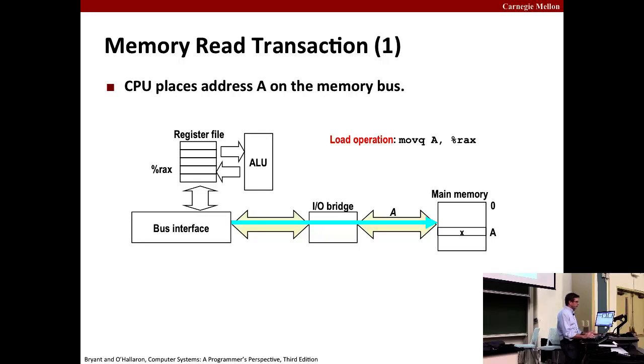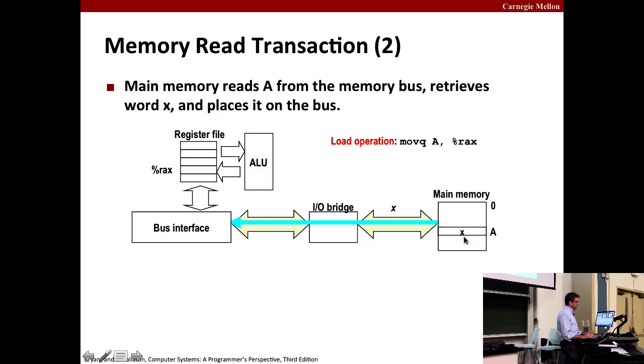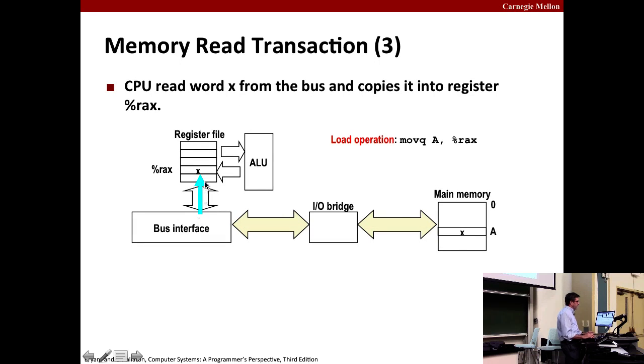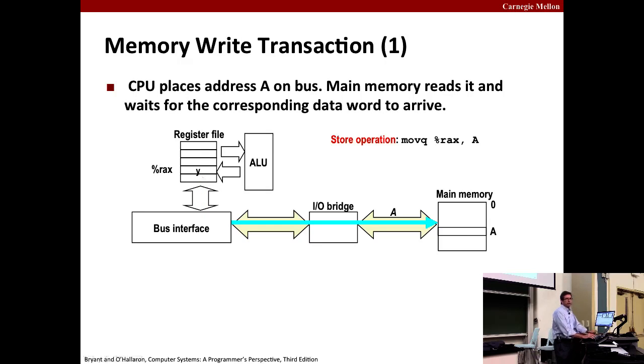Now suppose you do a load operation like movq the 8 bytes at address A into RAX. We call that a load because we're loading from the point of view of the CPU. We're loading data from memory into the CPU. So when the CPU executes a move instruction like this, it first places the address A on the memory bus, and then main memory senses that address and reads the 8 bytes at address A. It retrieves the 8-byte word from address A and places it back on the bus. Those bits travel through the I/O bridge to the bus interface. And then the CPU reads the data word X from the bus and copies it into register RAX.